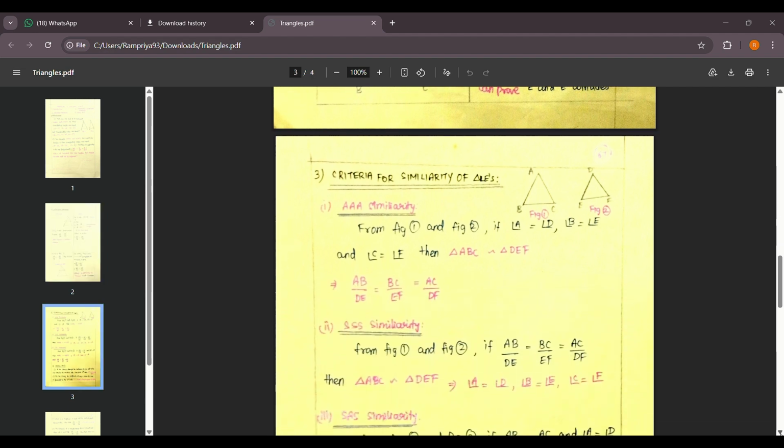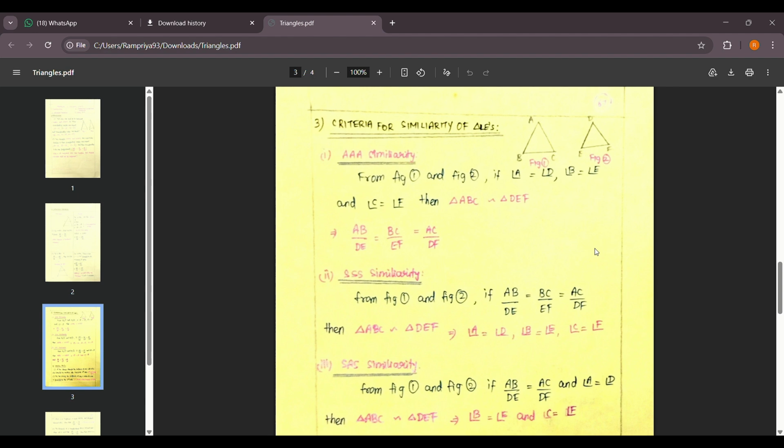So next we go to the criteria for similarity of triangles. I have given ABC, DEF again, figure 1 and figure 2.